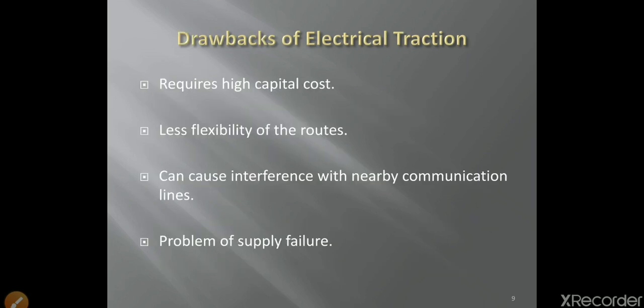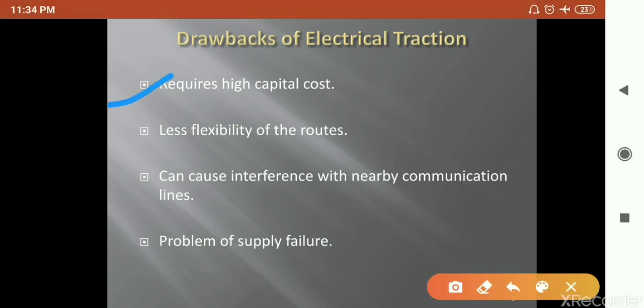Now the drawbacks of the electrical traction. The first drawback is that it requires high capital cost. It requires high capital cost because it requires a greater number of equipments commissioned before its application, such as substations, overhead wires, overhead assemblies. All these systems are to be installed, so its capital cost is very high.